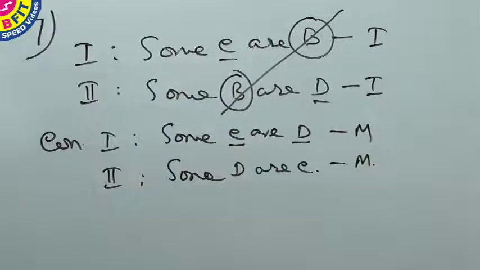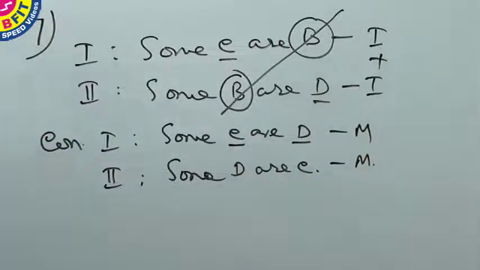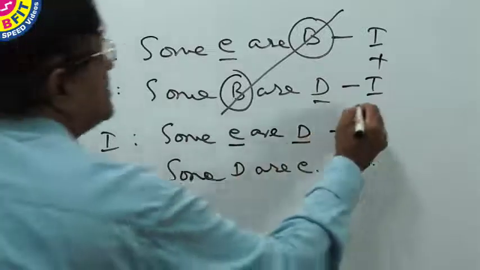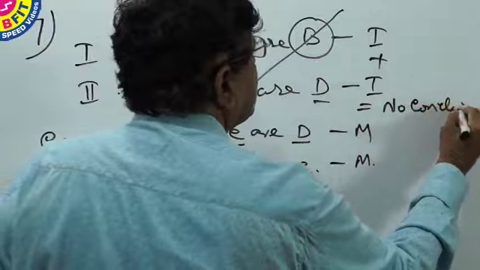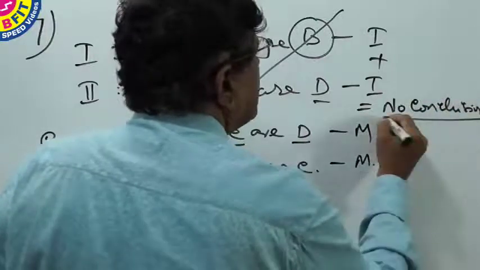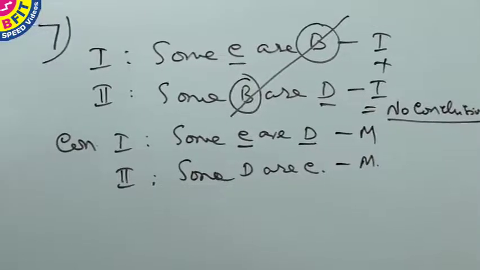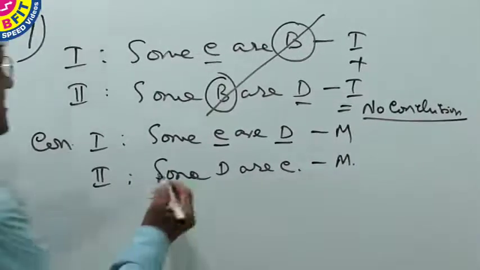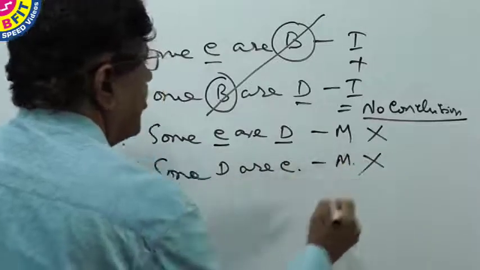Now, as per table 6, what is I plus I? I plus I is no conclusion. We don't have a valid conclusion in table 6. So I plus I, no conclusion. Therefore, some C or D and some D or C, both are false.